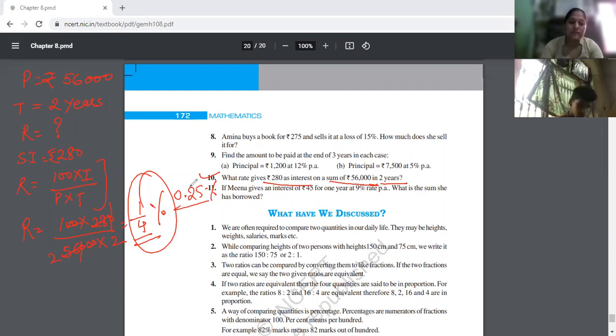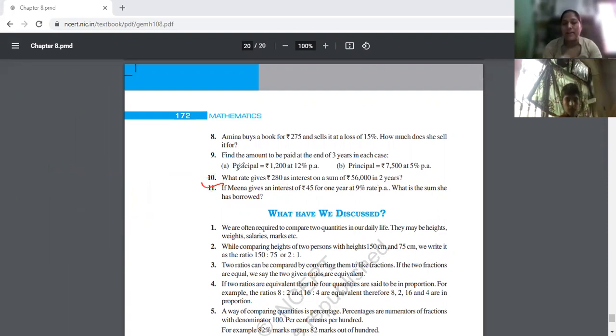Okay, read the next question. Next and the last question of the exercise and the chapter. If Meena gives an interest of 45, now interest is given, rate is given, and what is the sum she has borrowed? You have to find out the principal. The rate is 9%, and the interest is rupees 45. Now try to find out the principal.